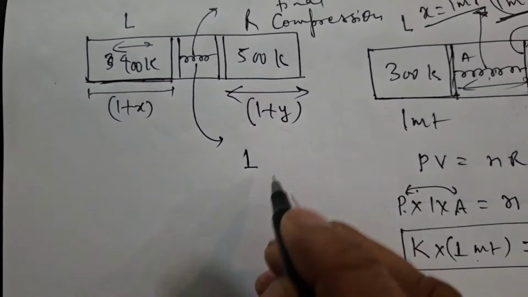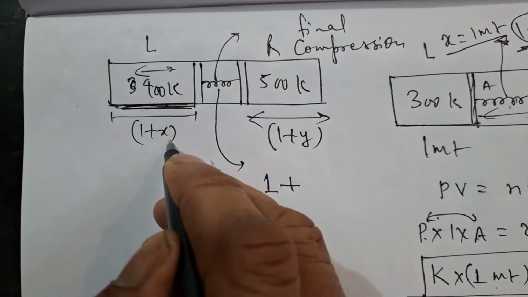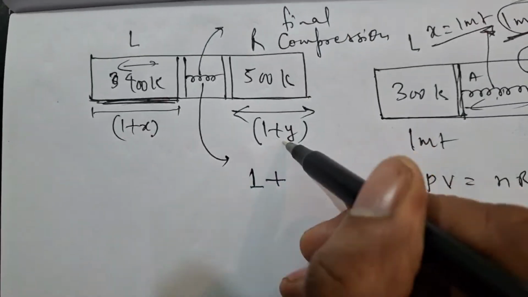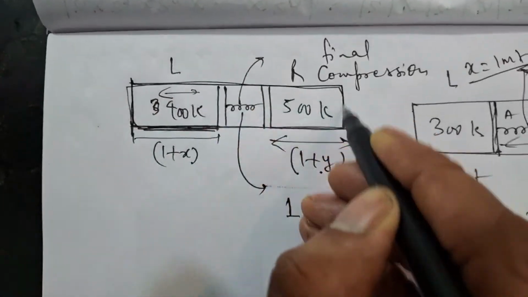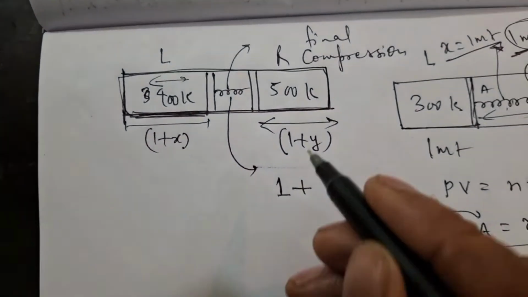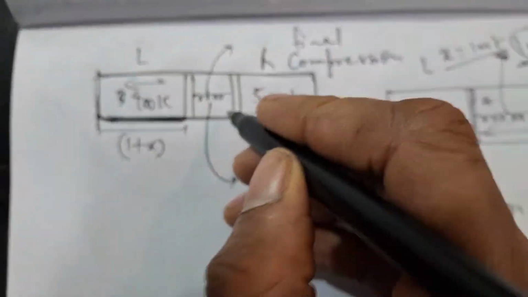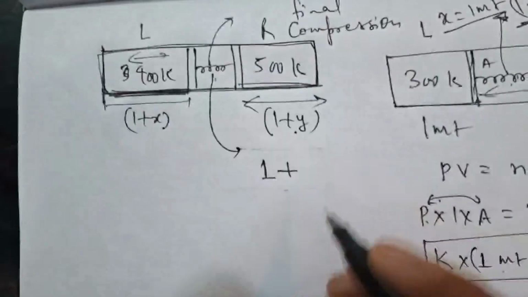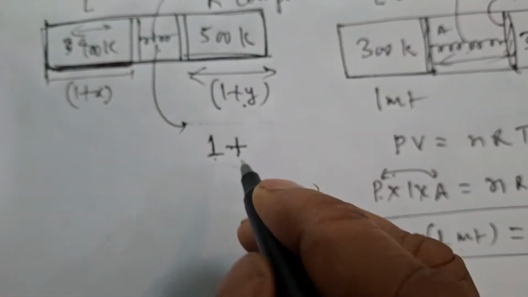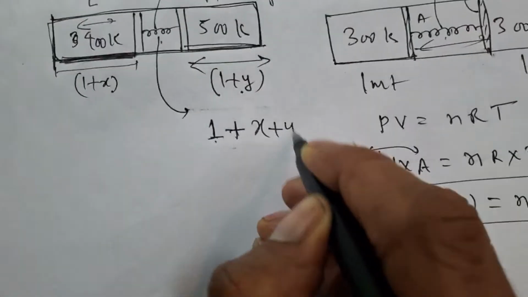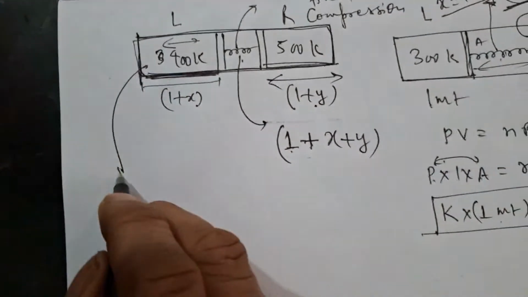So what is the final compression in the spring? Initial was 1. Now this volume expands by x, and this volume expands by y, and the total length of the adiabatic wall is constant. This is y expansion, this is x expansion. So who absorbs all expansion? This is spring. The initial was compressed by 1 meter. Now x plus y meter further added. Now apply the equation again.